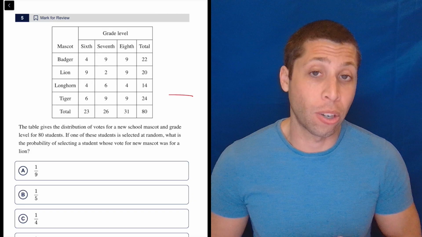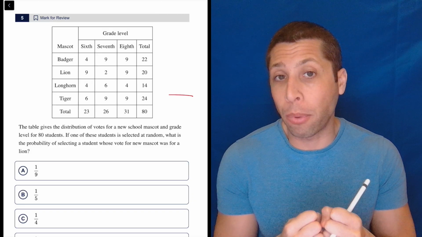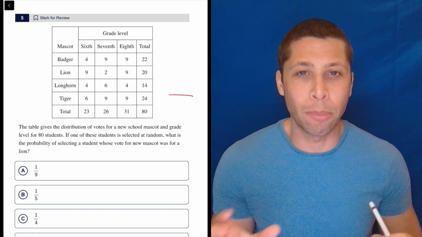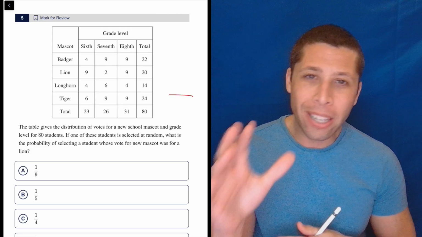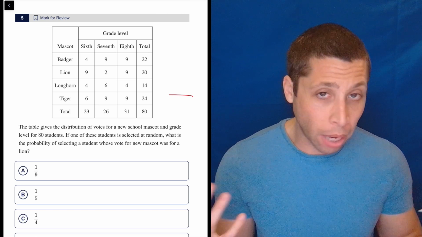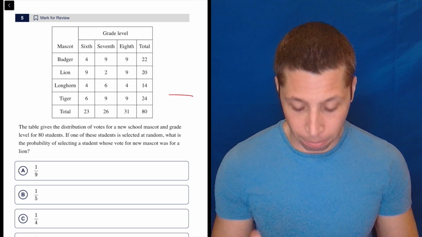But sometimes when these questions get hard, they restrict the denominator. They restrict the number of outcomes that are possible by limiting us to certain columns and rows in these kinds of charts. Now, it is number 5 in the first module, so I'm not expecting anything too complicated here, but any time we have probability, we have to read the instructions really, really carefully. So let's do that.